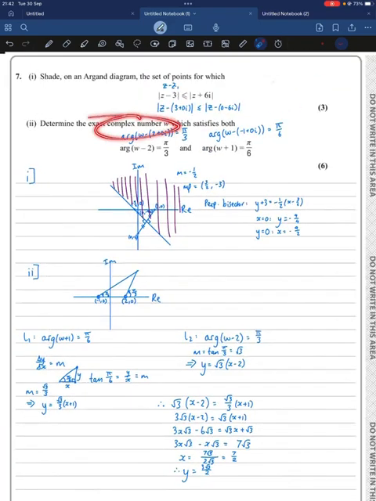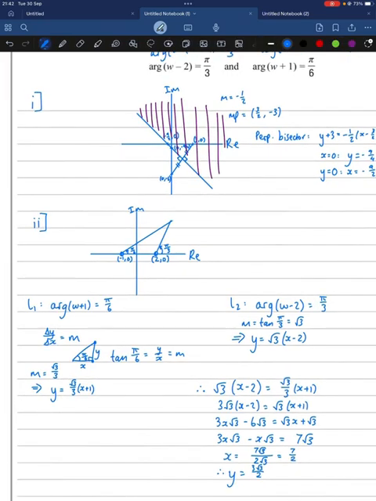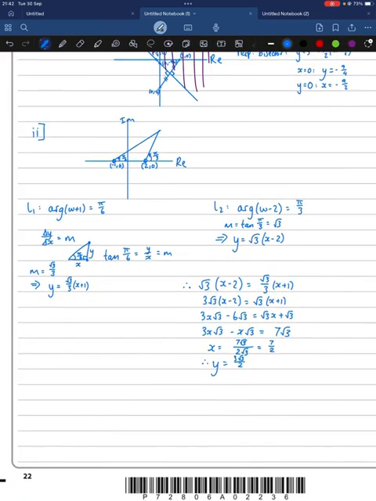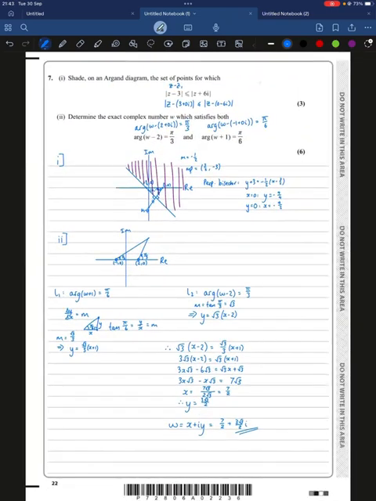But the question asks to determine the complex number w. Well, if this complex number w passes through 7/2, 3√3/2, then w is just going to be x plus iy, which is 7/2 plus 3√3/2 i. That's our answer. Now let's check if that is correct.